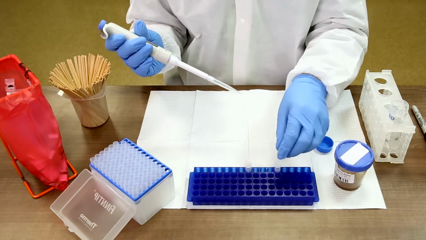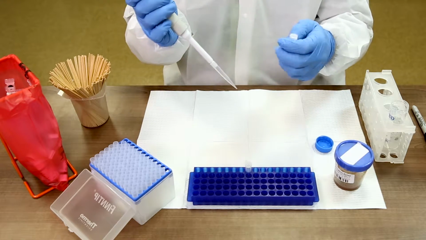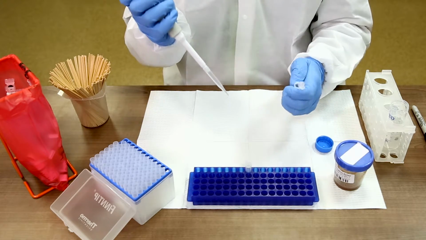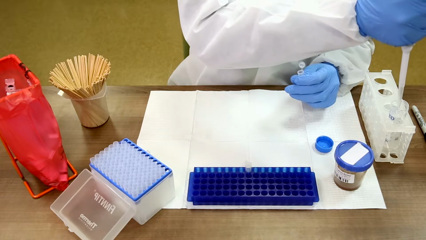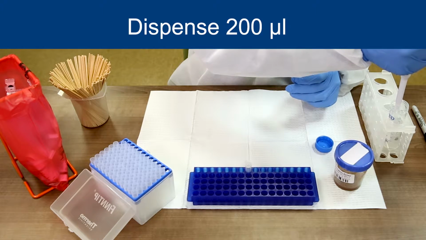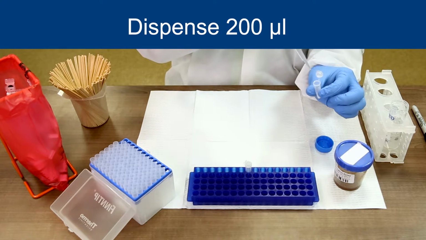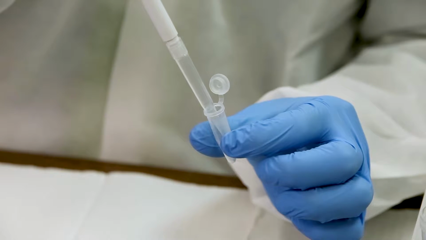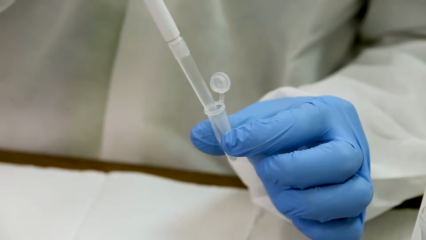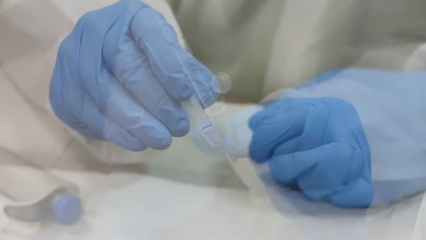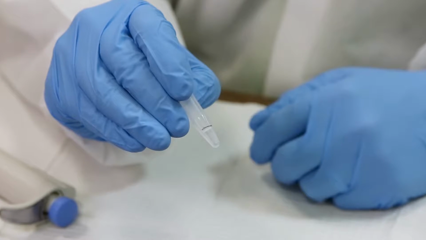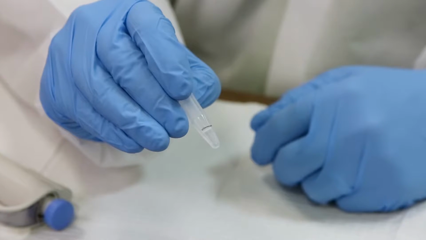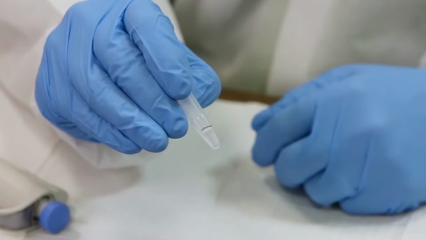To ensure the precise transfer of 200 milligrams of semi-solid or solid stool, use a gauge tube. The gauge tube can be made by dispensing 200 microliters of distilled water into a clean centrifuge tube using a pipette with a disposable tip. This tube will be used as a gauge to confirm the correct volume is being used.